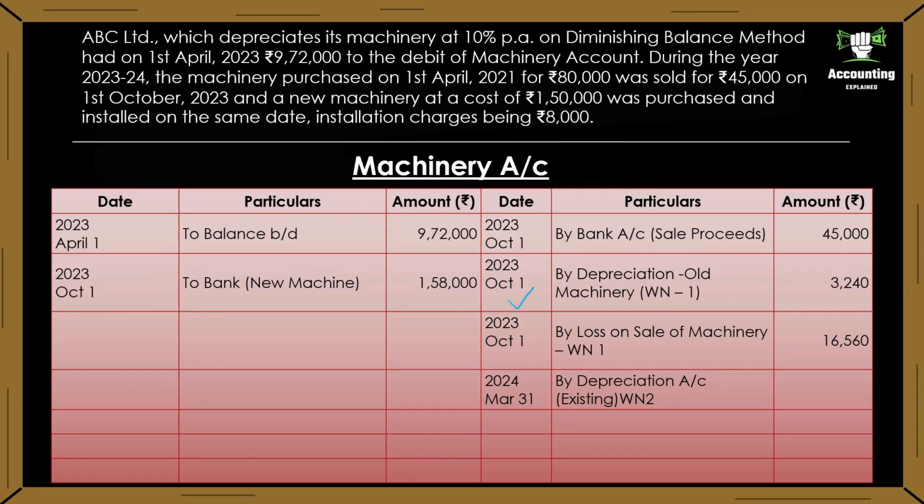October 1, 2023, depreciation for the old machinery 3,240 from working note 1 we are taking. Similarly, from working note 1 on October 1, 2023, by loss on sale of machinery, we are taking it as 16,560. Next, we have to refer to our working note 2 and take the depreciation for existing machinery. That will be on 31st March 2024 by depreciation account.